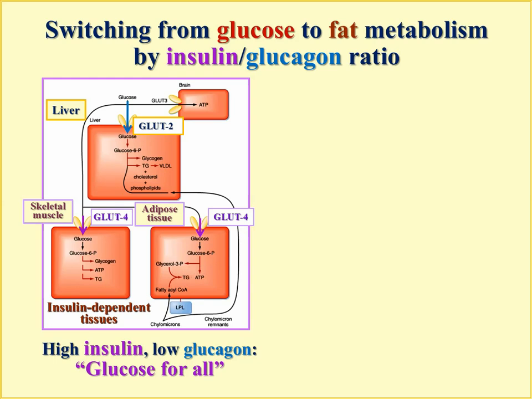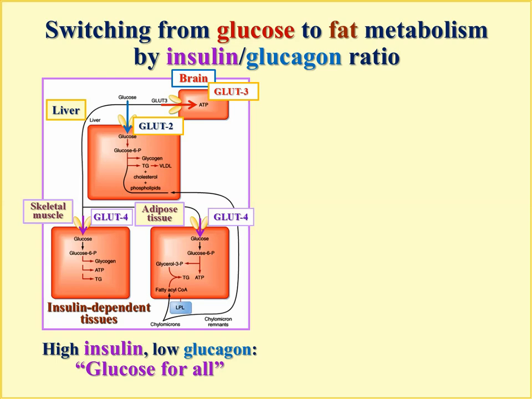And as for the cells of brain shown above, brain cells have specific transporter not dependent on insulin, GLUT3, which allows brain to get glucose always, regardless of presence or absence of insulin. Glucose can easily enter the brain cells, just it's necessary to have enough glucose in blood.